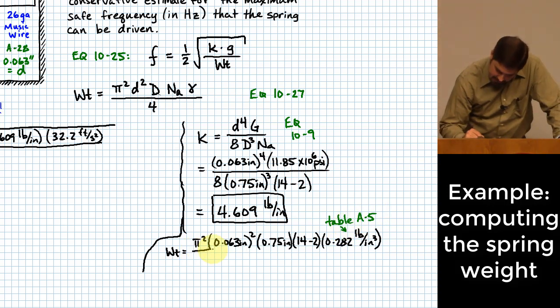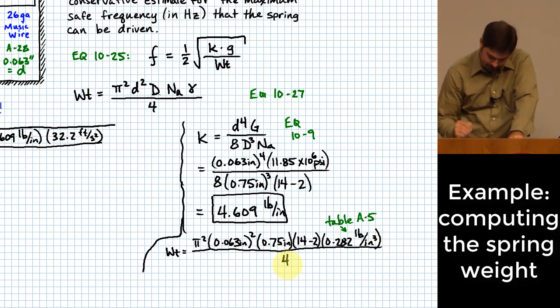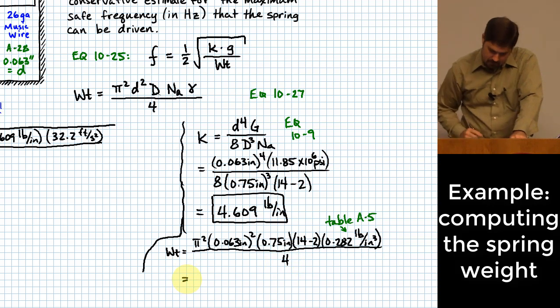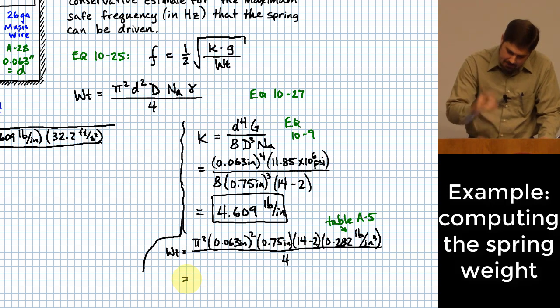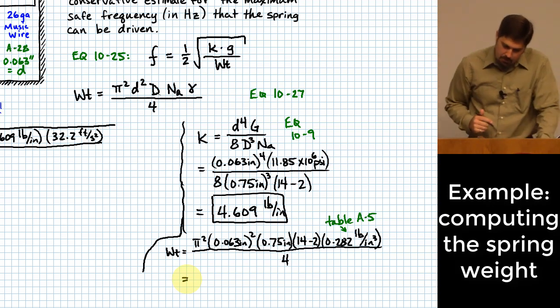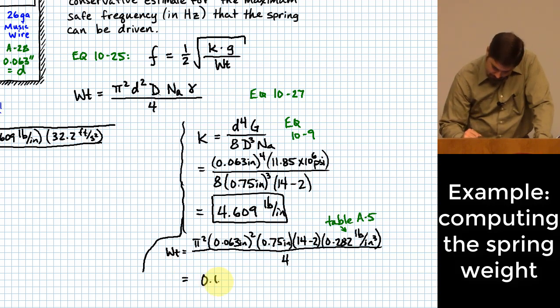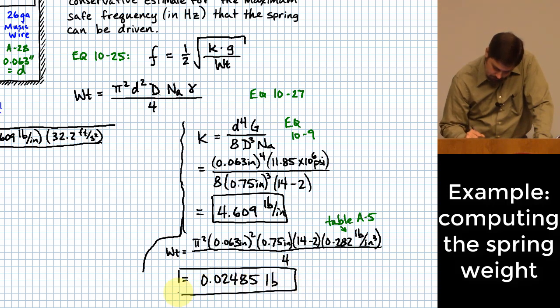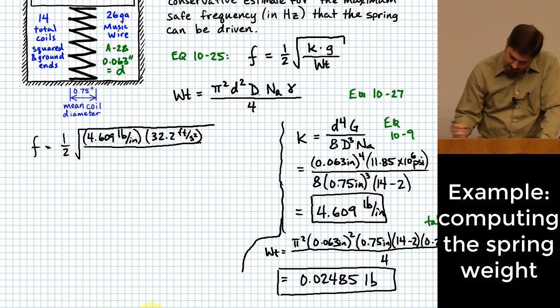Okay, and then all of that gets divided by 4. So when we punch all of this in, it ends up giving us 0.02485 pounds. Okay, so we put that down here.